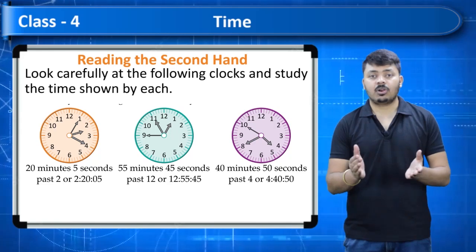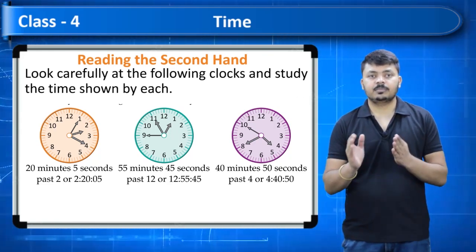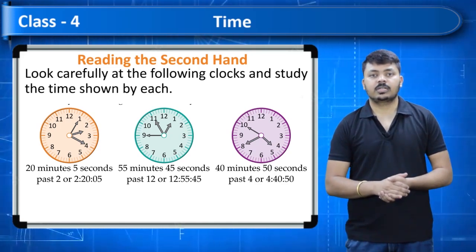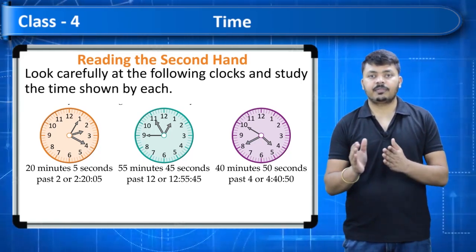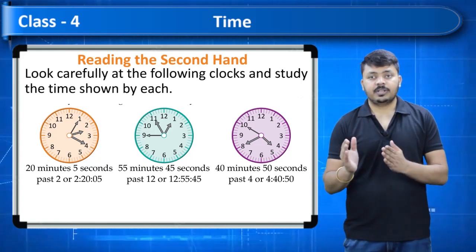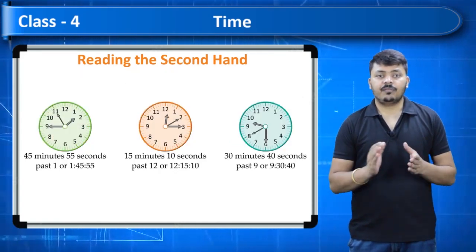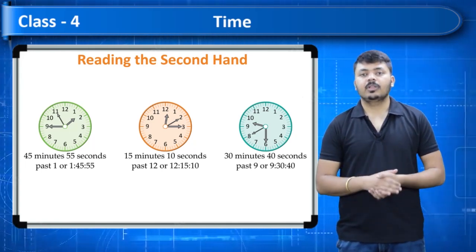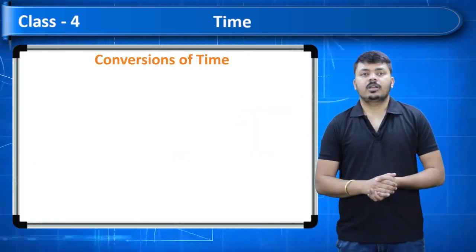Look carefully at the following clocks and study the time shown by each. In the first clock, it is 20 minutes 5 seconds past 2, or 2 hours 20 minutes and 5 seconds. In the second clock, it is 55 minutes 45 seconds past 12, or 12 hours 55 minutes 45 seconds. In the third clock, it is 40 minutes 50 seconds past 4, or 4 hours 40 minutes and 50 seconds. We have 45 minutes 55 seconds past 1. We have 15 minutes 10 seconds past 12, and in the sixth and the last clock we have 30 minutes 40 seconds past 9.